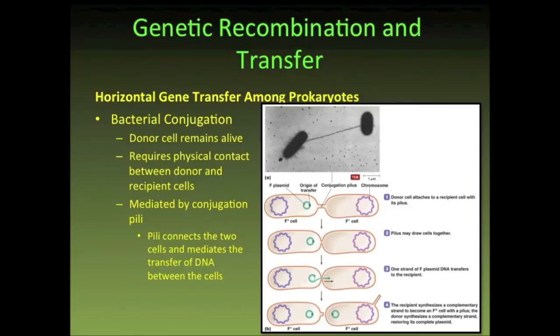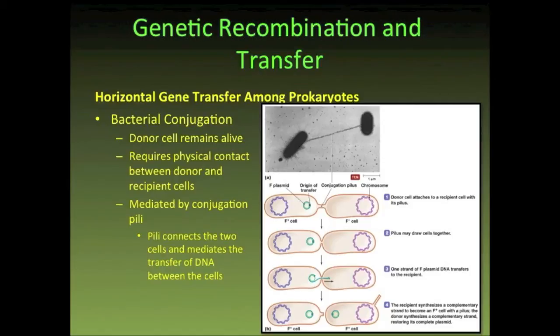A third process by which bacteria can exchange their genetic material horizontally is bacterial conjugation. Bacterial conjugation is a process that requires a structure known as a pilus. Pili are hollow structures composed of protein that are produced by cells that have fertility plasmids. Cells containing fertility plasmids are referred to as F+ cells, while those lacking fertility plasmids are called F- cells.